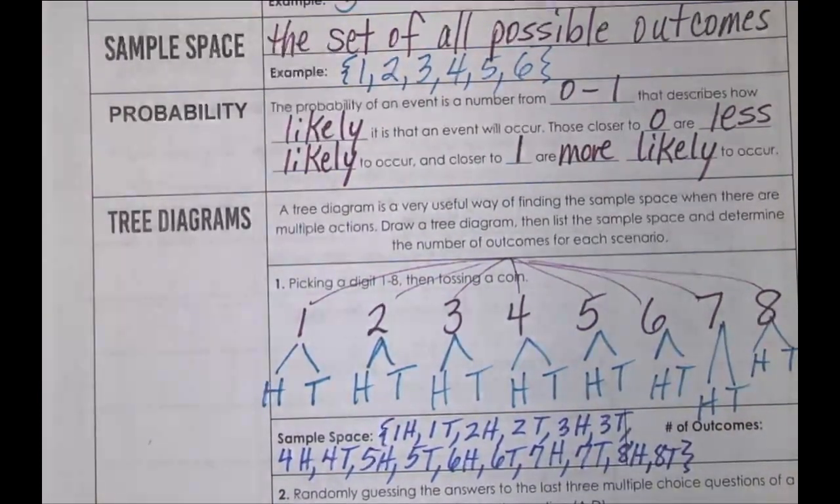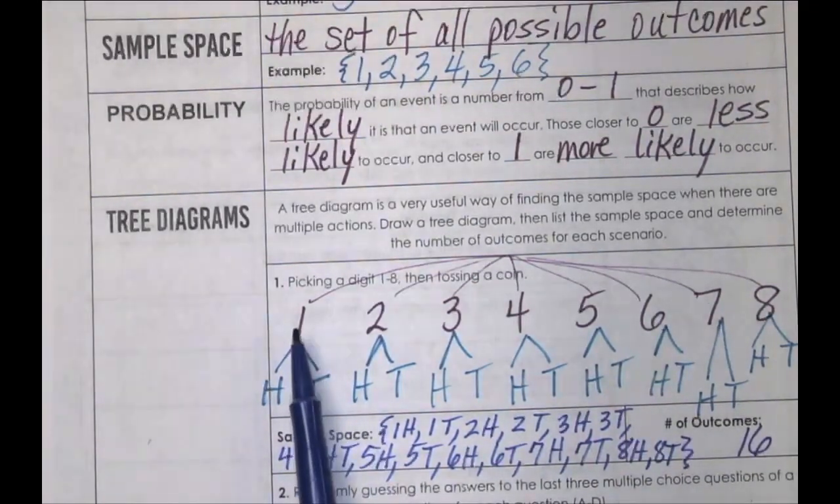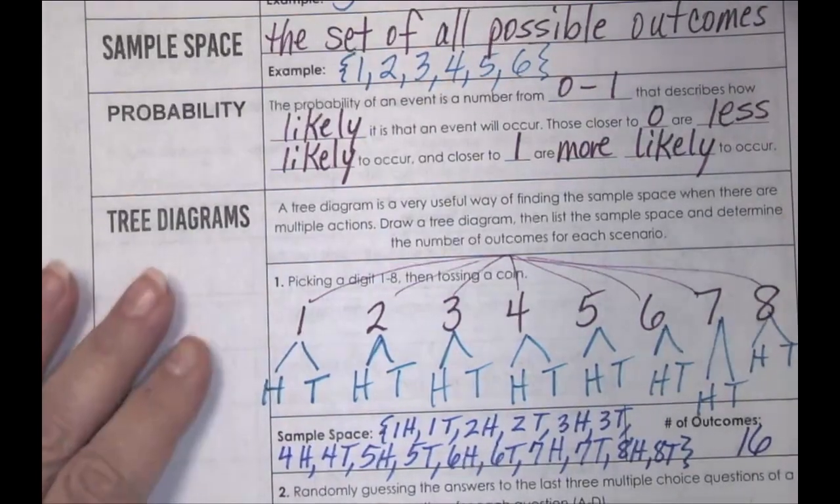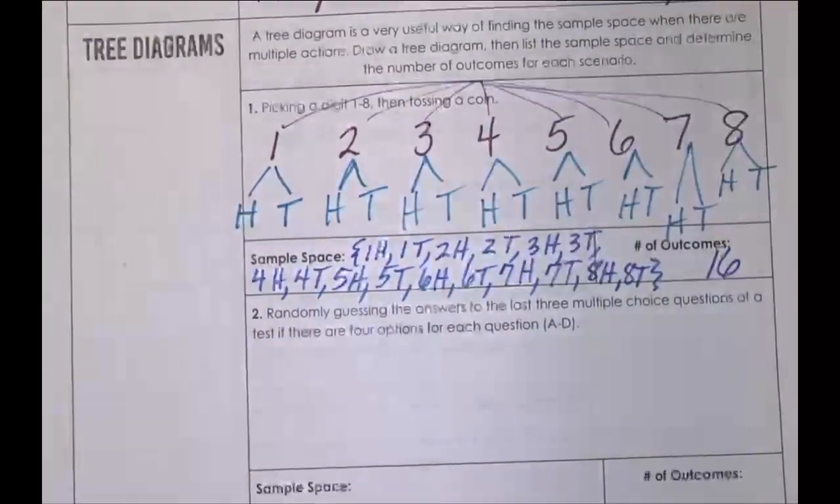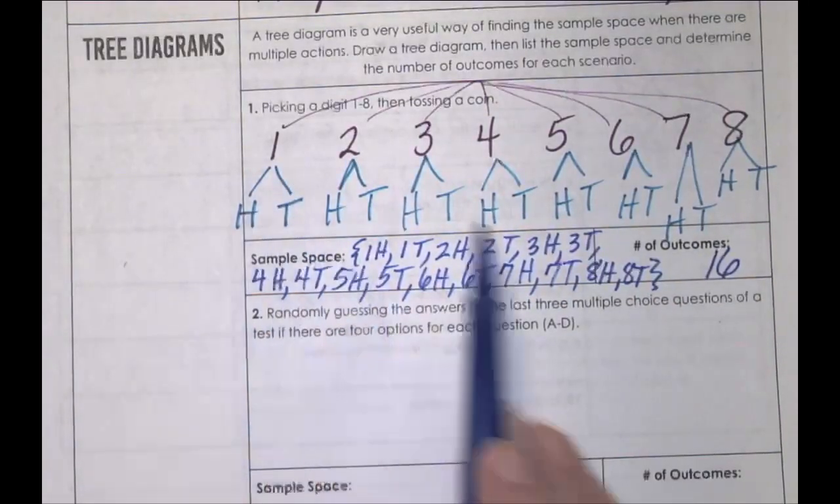How many total outcomes is that? Well, we could sit here and count them all. 16. But can't we use some logic? Sorry, I just realized that wasn't in the picture. We could use some logic to see 8, and each has 2. 8 times 2 is 16.